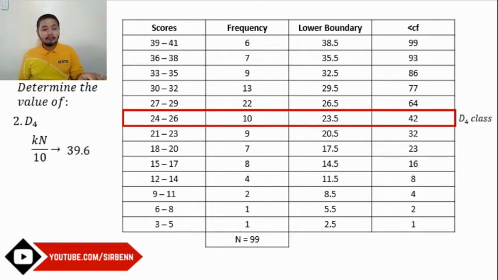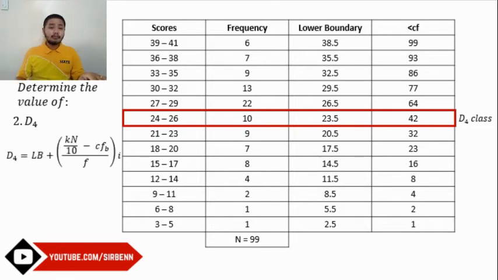Next, gamitin na natin yung formula kanina. Same formulas lang naman yung ginagamit dito. Ayan ngayon siya. So, lower boundary ng ating class, yung lower boundary is 23.5. Yung Kn over 10, ito yung sinolve natin kanina, and that is 39.6. Yung cumulative frequency less than, below. Okay? So, focusing dun sa class natin, yung cumulative frequency na immediate na mas mababa sa 42 is eto, 32. Yung frequency ng ating class is 10.